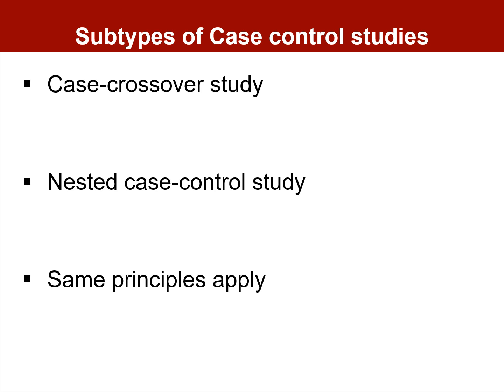One other key question you might want to ask is, how do we identify controls? Most times controls can be derived from the same geographical area. They could be derived from the same family. They could be derived from the same clinic or hospital. The key thing is to make sure that they don't have the same outcome as the cases.